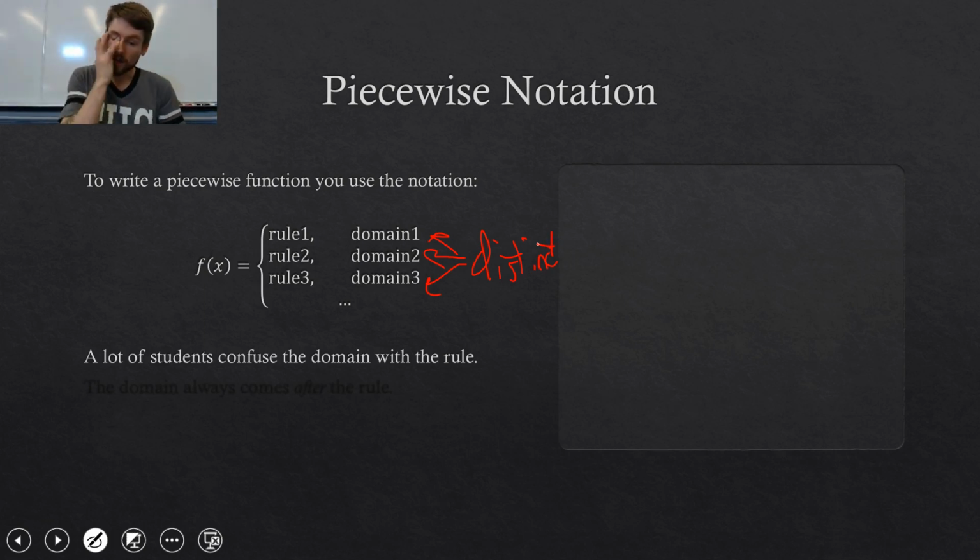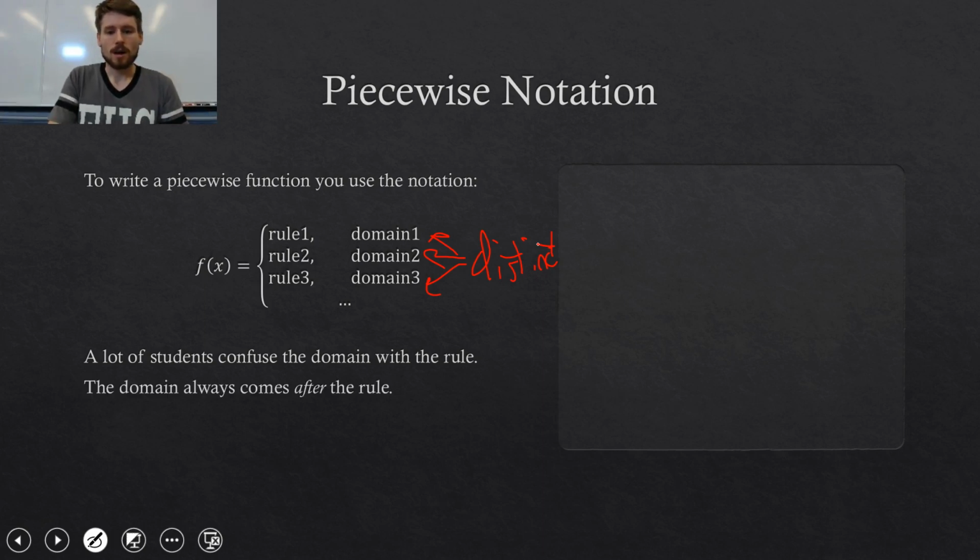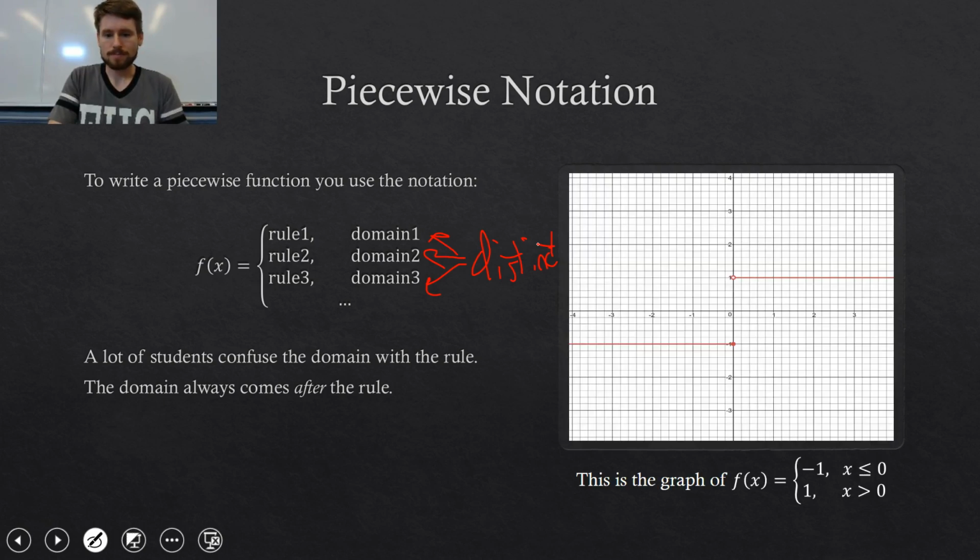And that's pretty much it. A lot of students will confuse this domain with the rule. Remember, the rule is how you get the answer. The domain is saying which numbers, which rule should I use? So try not to confuse those two. The domain is always after the rule. Okay? So it always comes afterwards. So we'll look at an example in a moment.